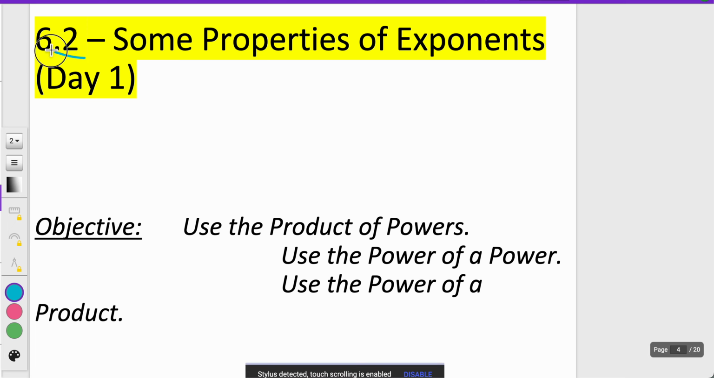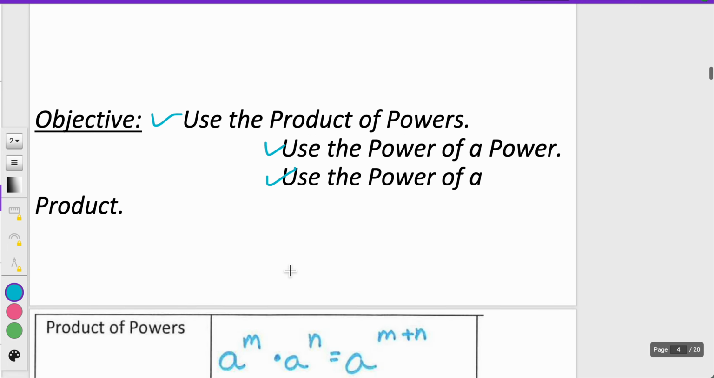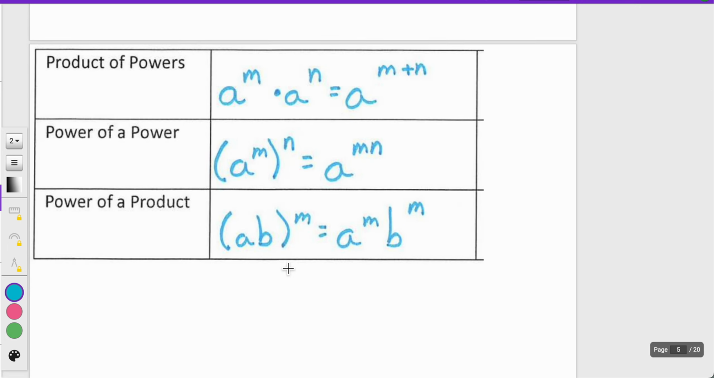Today we're going to be looking at lesson 6.2. We're going to talk about some properties of exponents. Specifically, we're going to do product of powers, power of a power, and power of a product. So a lot of multiplying here, but we're going to see what those properties actually do. The first thing we want to write down in our notes is what each of these three things mean.